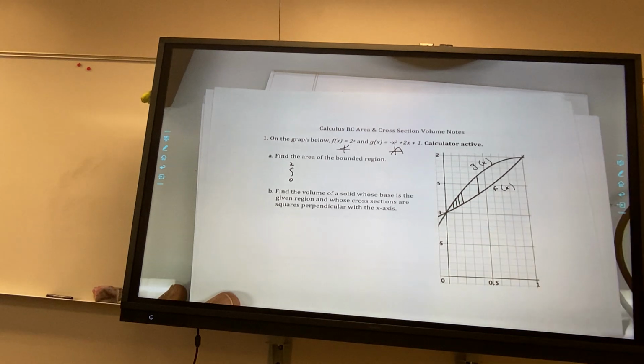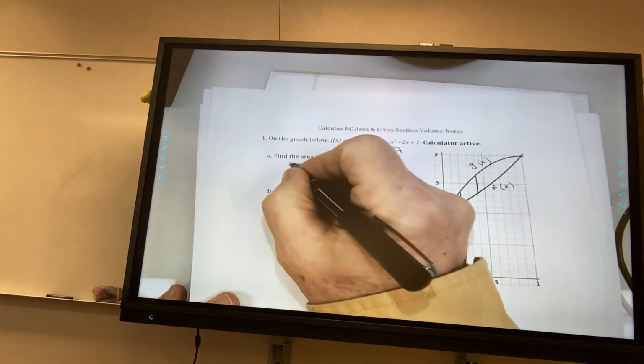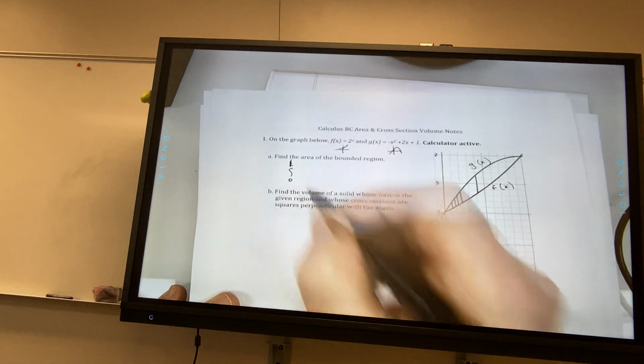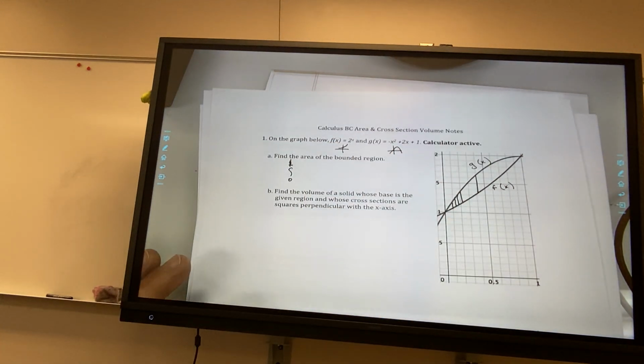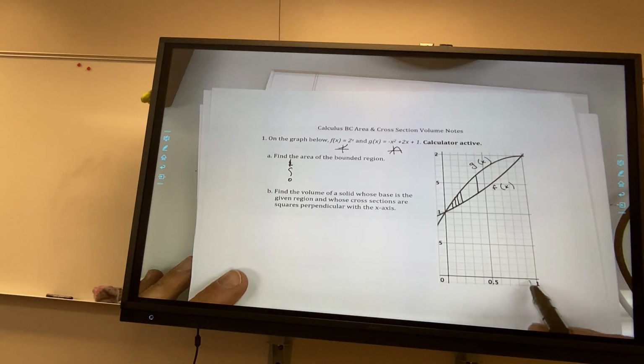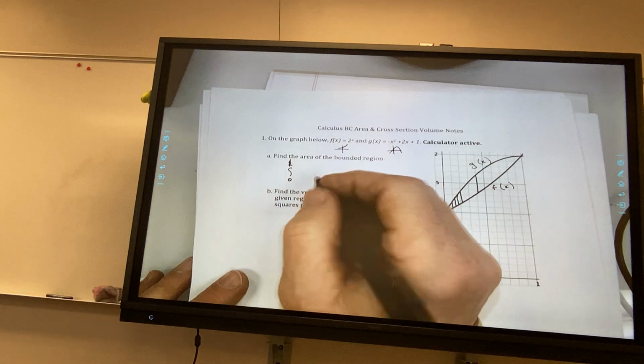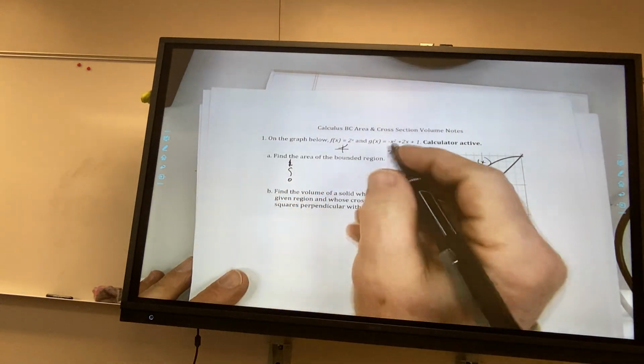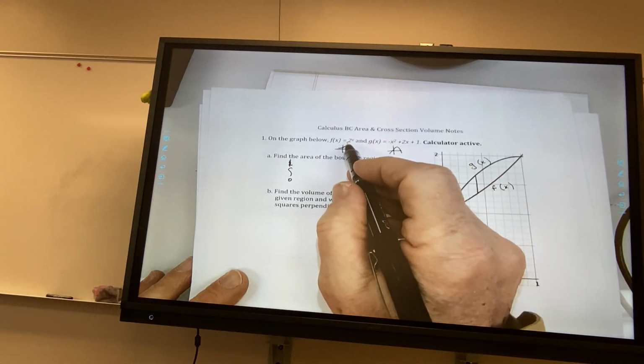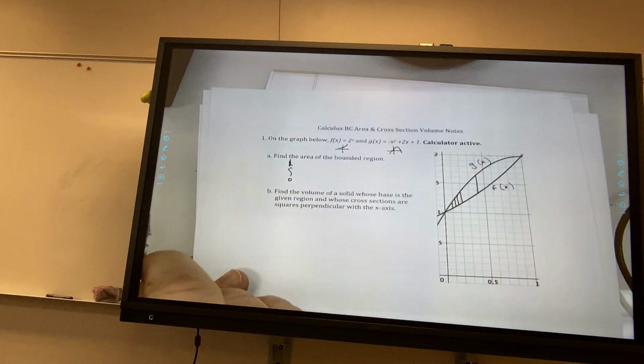Why is it not 0 to 1? I should have said 0 to 1. And here, my attempt to do this without an eraser, I didn't even make it past that. Yeah, it's from 0 to 1. Thank you. And so I can simply type in my calculator. I would have one of these in y1 or y2, and I would just subtract them.